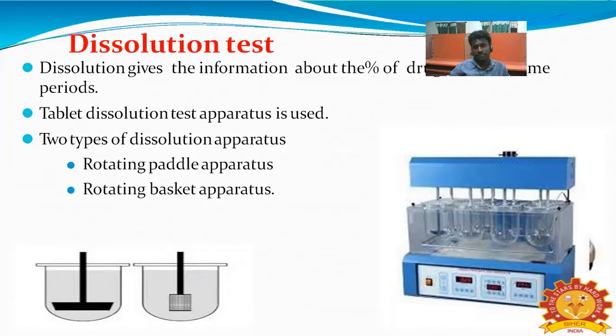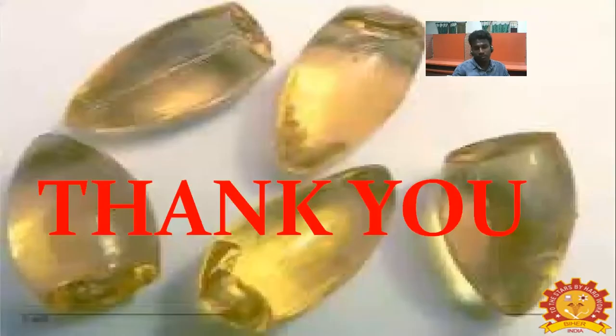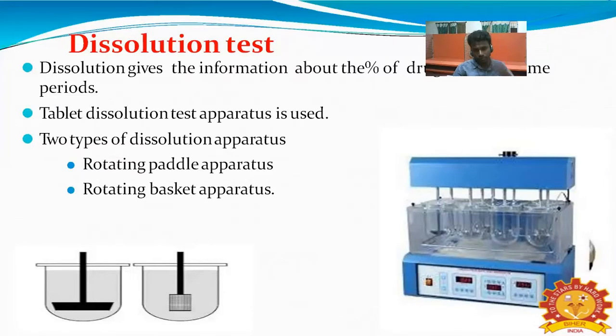Dissolution test. Dissolution gives information about the percentage of drug release over a period of time. The tablet dissolution apparatus is used. There are two types of dissolution apparatus: the rotating paddle apparatus and the rotating basket apparatus. Some revision for the topics.